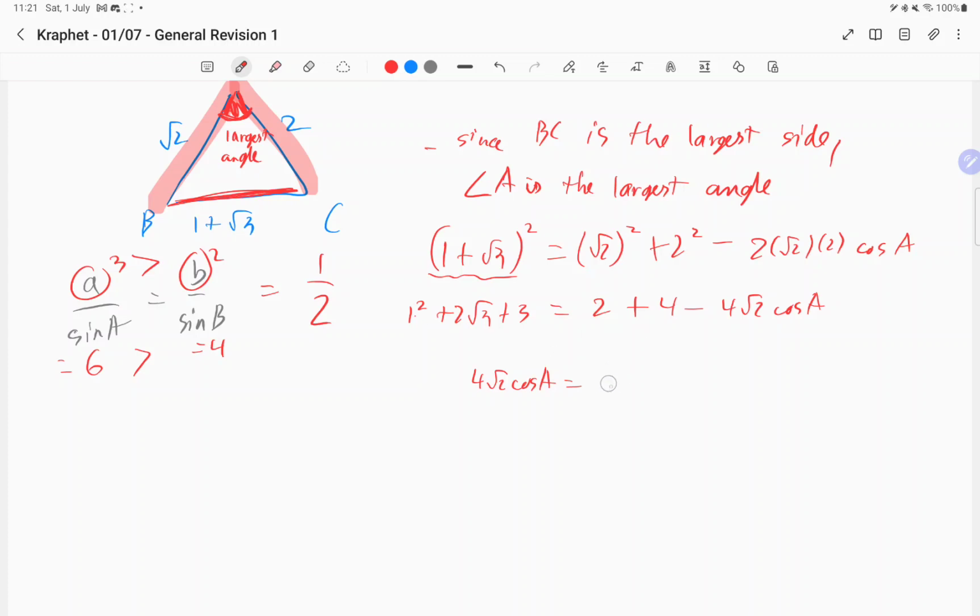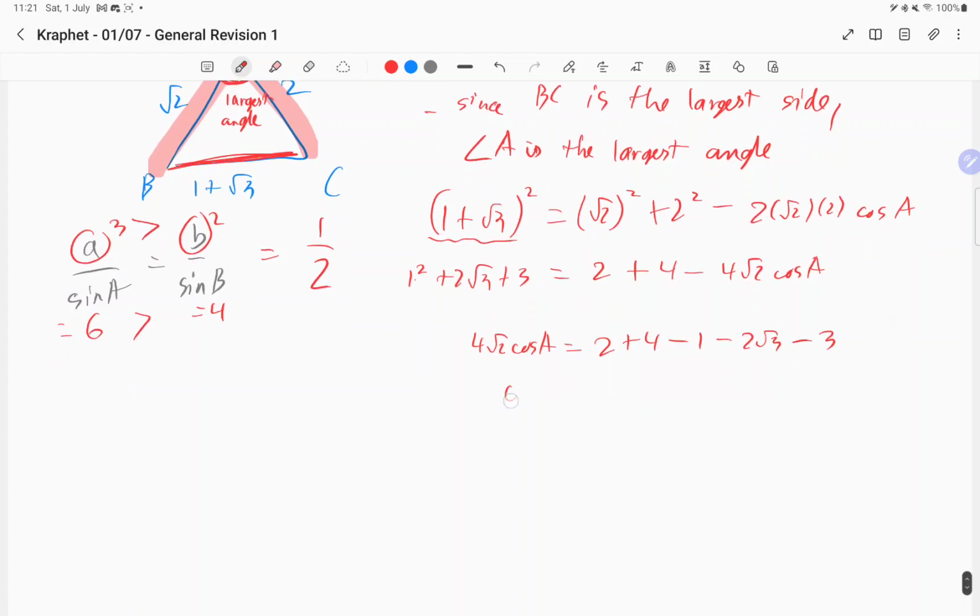So let's just keep it simple and work out one at a time. So 2 plus 4 minus 1 minus 2 root 3 minus 3. I'm just doing one at a time. Then I divide both sides by 4 root 2 and simplify the top.